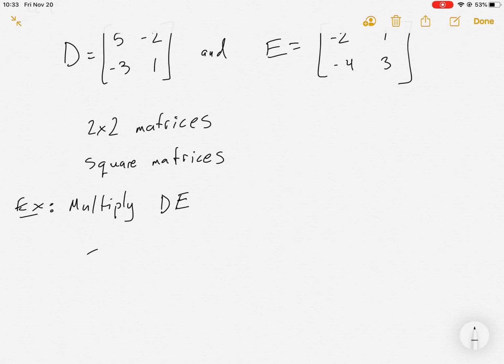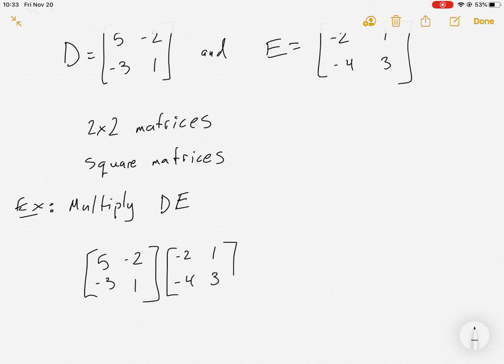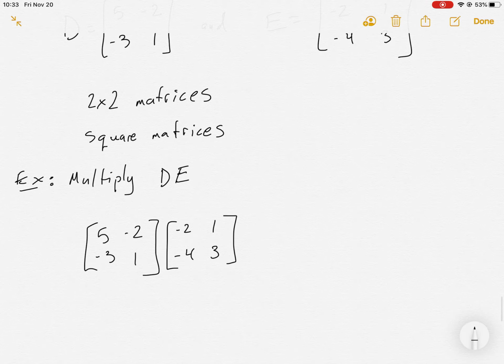So first of all, let's just go ahead and write them next to each other. 5, -2, -3, 1 times -2, 1, -4, 3. Okay, so we've lined them up. Now we're going to multiply them. But the question is, do I take 5 times the -2, or do I, for some reason, multiply by the -4? Where do the 1 and the 3 go? So the question becomes, where do all these numbers end up going? How do we multiply these?